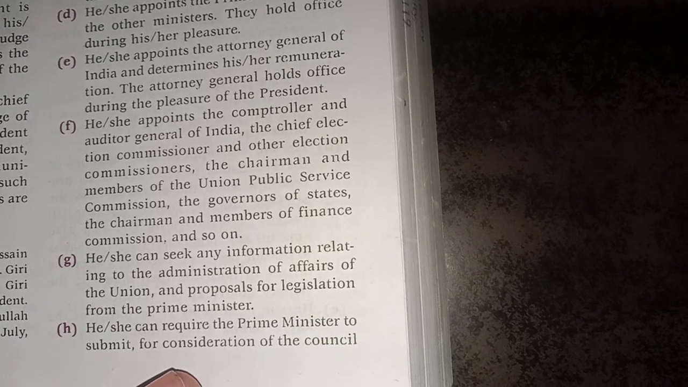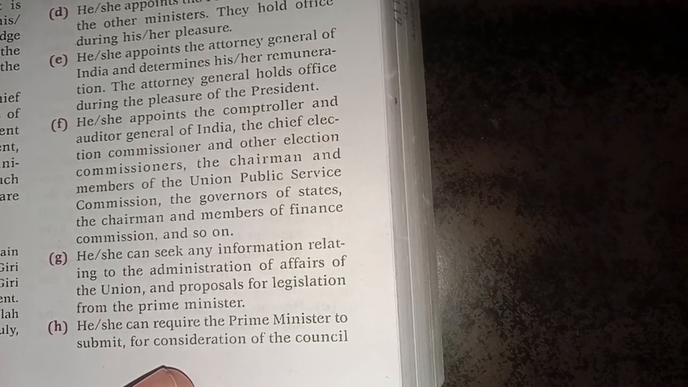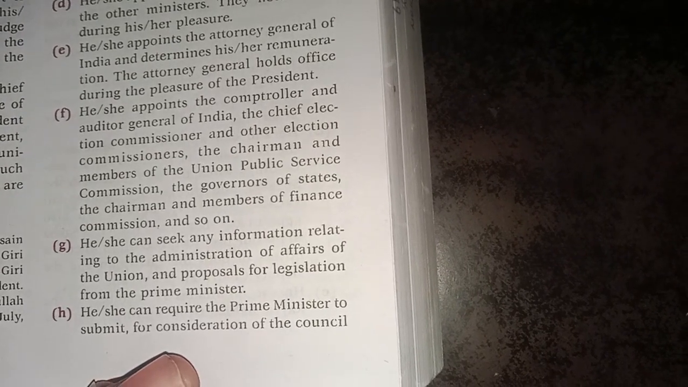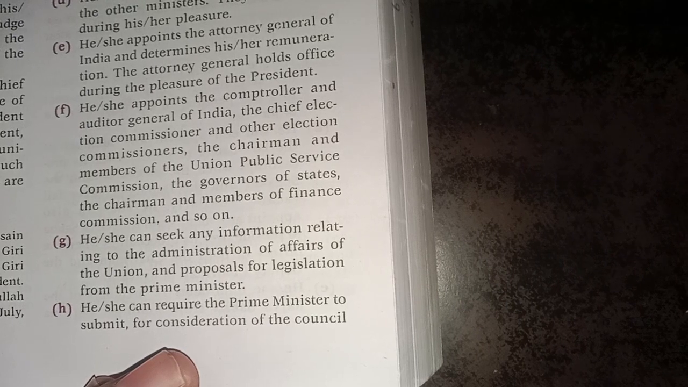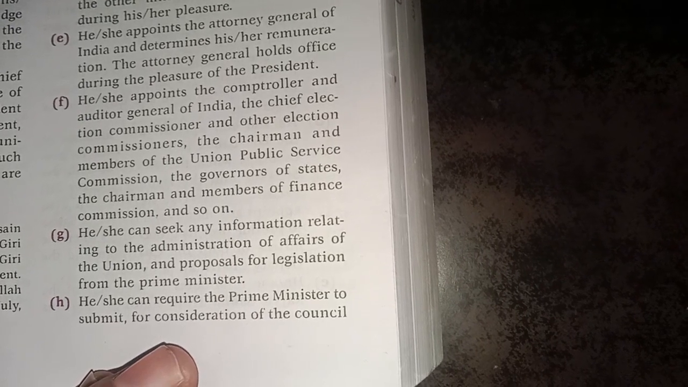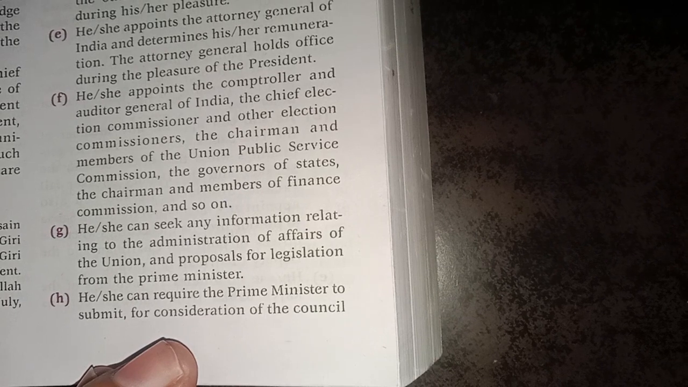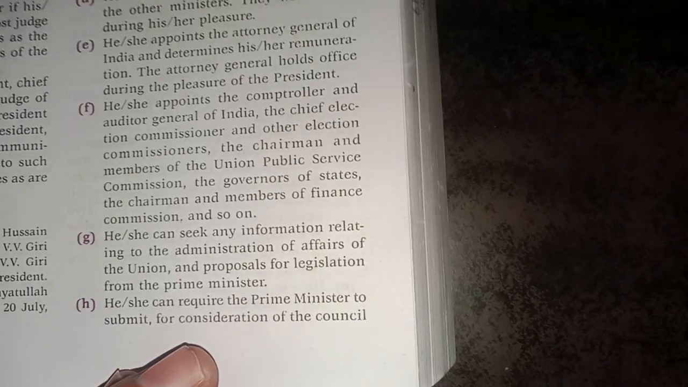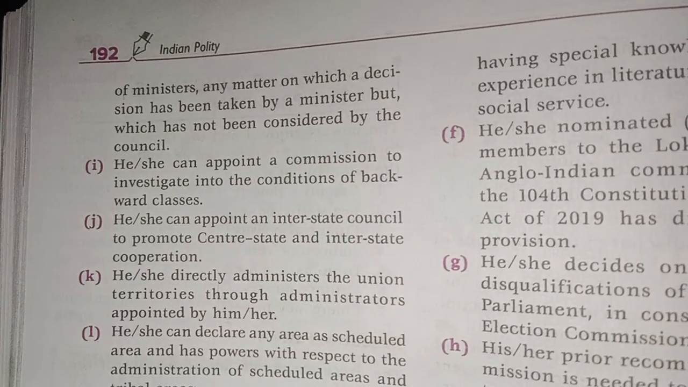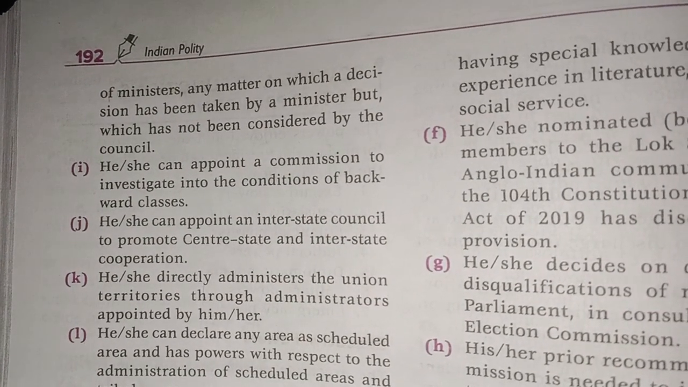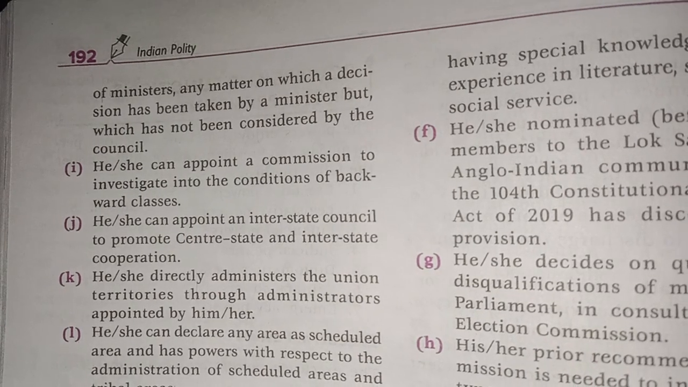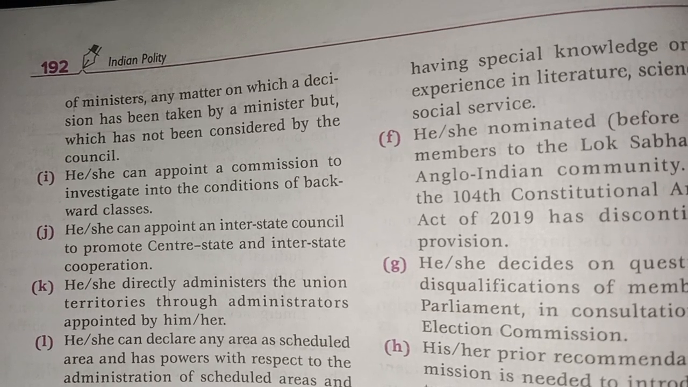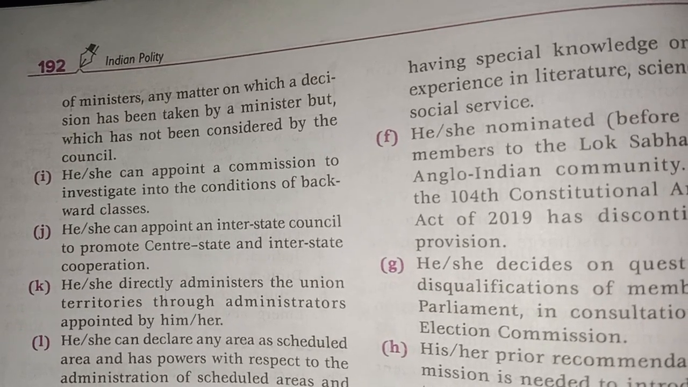G. He or she can seek any information relating to the administration of the affairs of the union and proposals for legislation from the Prime Minister. H. He or she can require the Prime Minister to submit for the consideration of the Council of Ministers any matter on which a decision has been taken by a minister but which has not been considered by the Council.